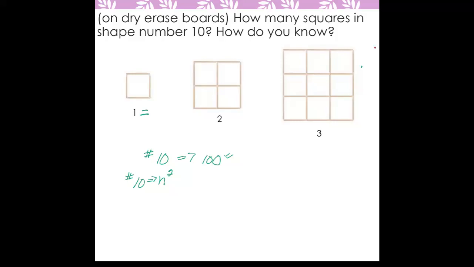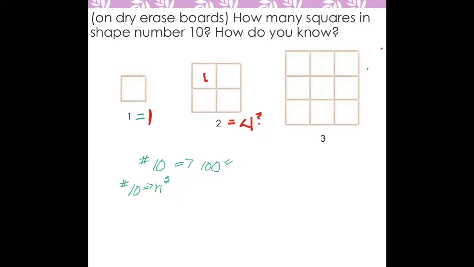In figure number 2, how many squares are there? Are you sure? And see, this is where I may be overthinking. I see 1, 2, 3, 4 squares, but don't those 4 squares together make another square?